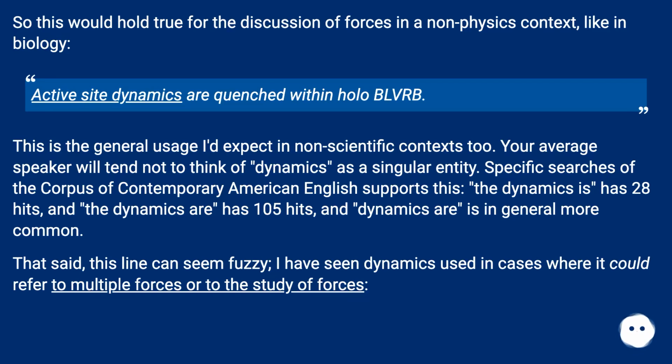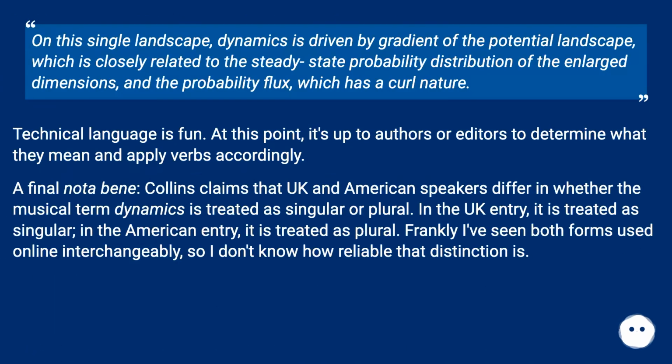That said, this line can seem fuzzy. I have seen dynamics used in cases where it could refer to multiple forces or to the study of forces. "On this single landscape, dynamics is driven by gradient of the potential landscape, which is closely related to the steady-state probability distribution of the enlarged dimensions, and the probability flux, which has a curl nature." Technical language is fun. At this point, it's up to authors or editors to determine what they mean and apply verbs accordingly.